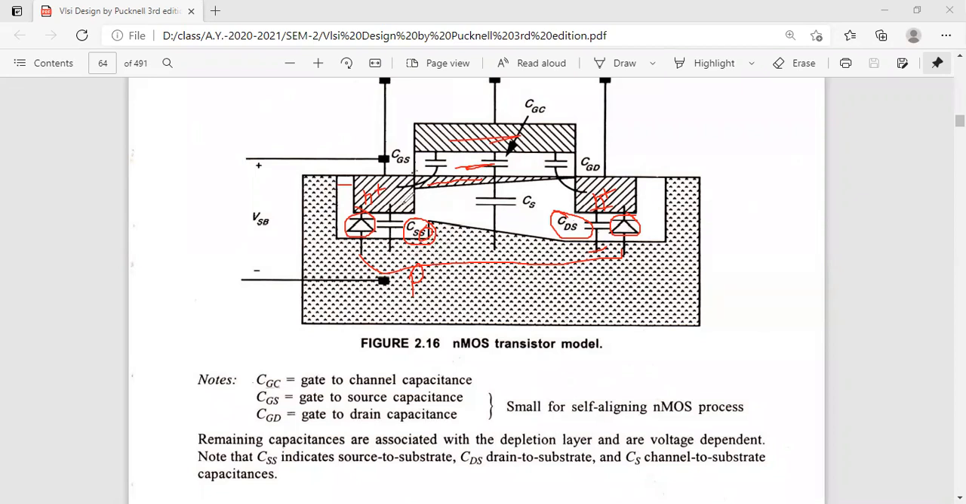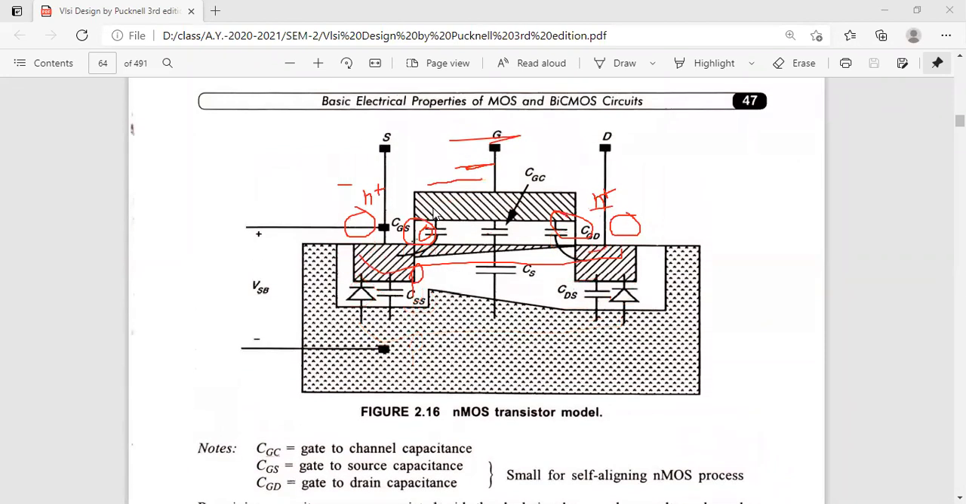Not only that, you have seen here between the source and the substrate, we have some depletion region. This depletion region will be acting as the depletion region of a PN junction diode. So we have two diodes. So with respect to the substrate, we have two types of capacitances and also two types of diodes so far, right? Next, you can see here.